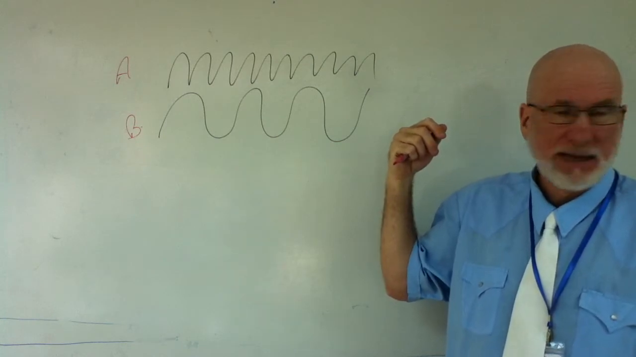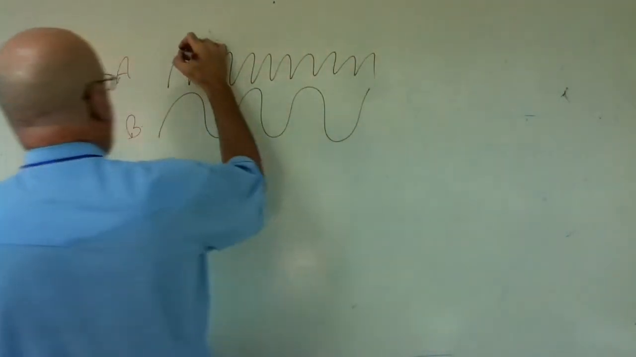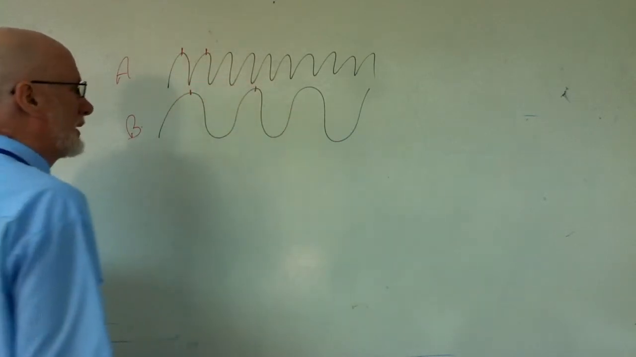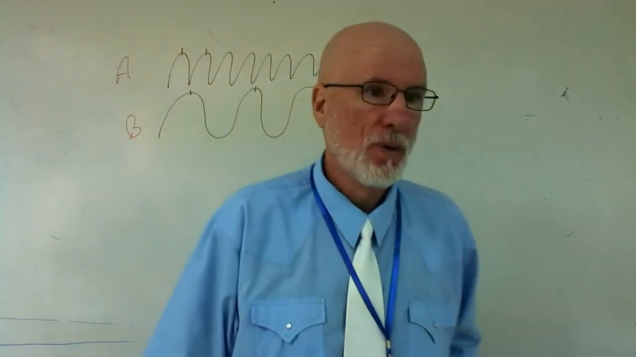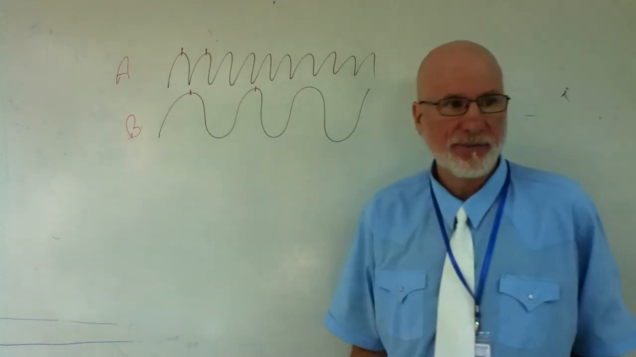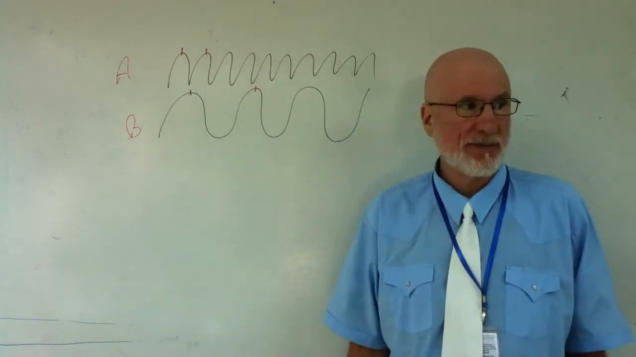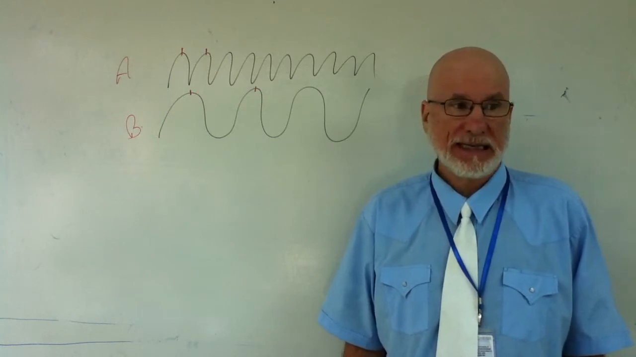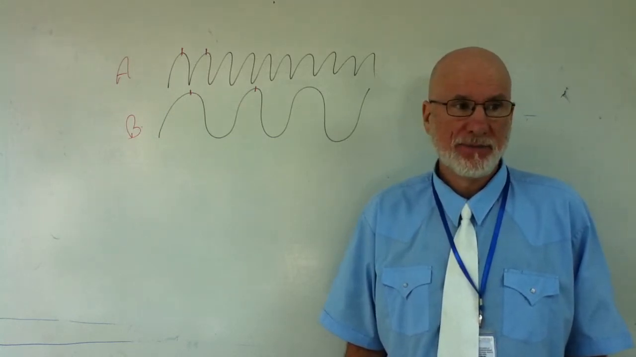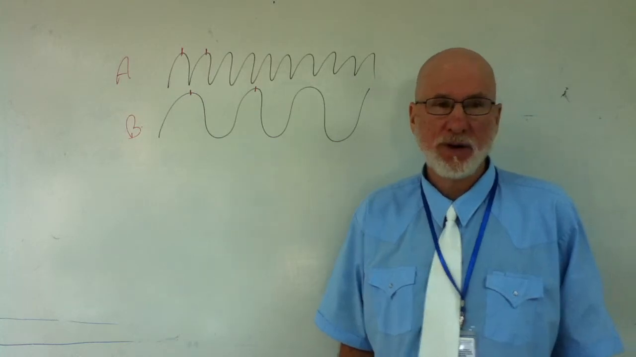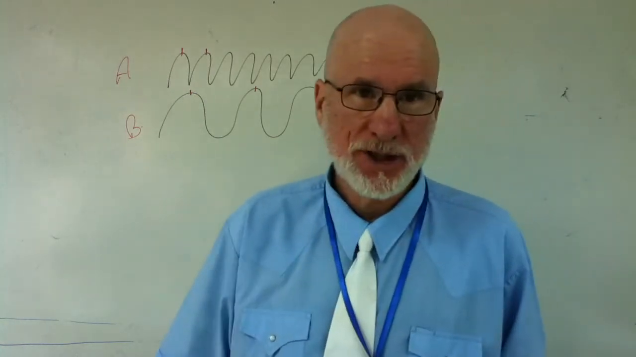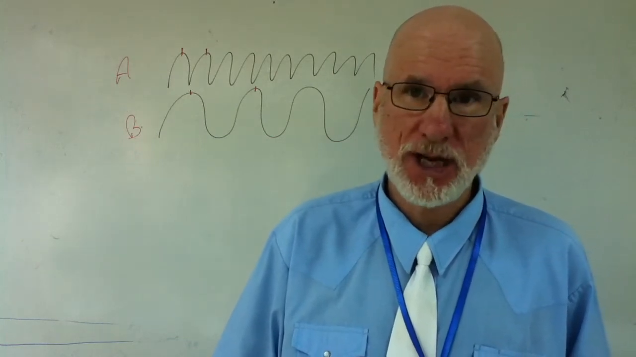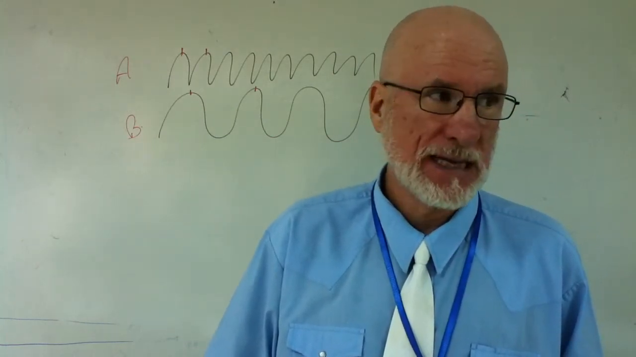Right? Now, so this is wavelength. The distance between those peaks is wavelength, right? What has the larger wavelength, A or B? B has a larger wavelength, right? What has the greater speed? Think about what you just said. Does the speed of light change? No. Speed of light doesn't change. Okay? It stays the same.